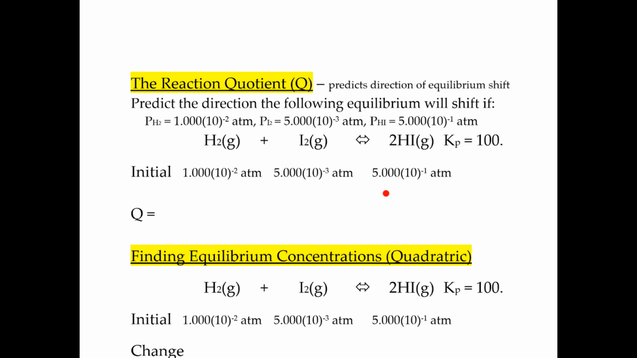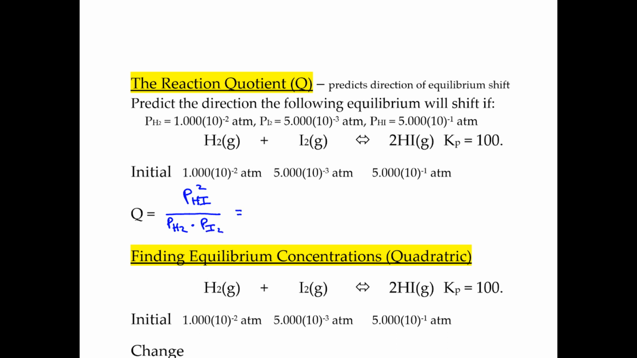So in order to do that, we do Q. Q is a test. It's set up exactly like the equilibrium constant. So in this case, it's going to be the pressure of the products, which is HI, raised to the second, over the pressure of the hydrogen raised to the first, times the pressure of the iodine raised to the first.